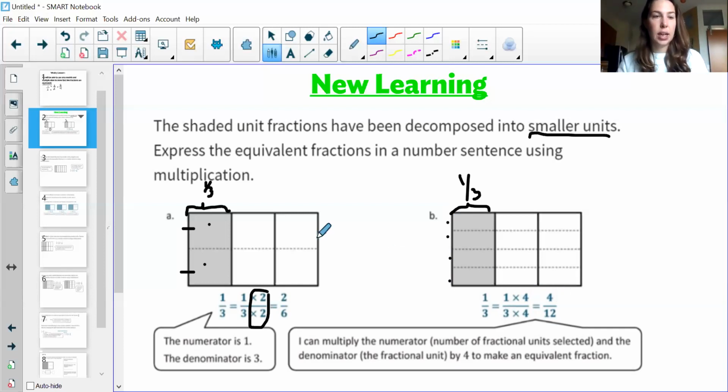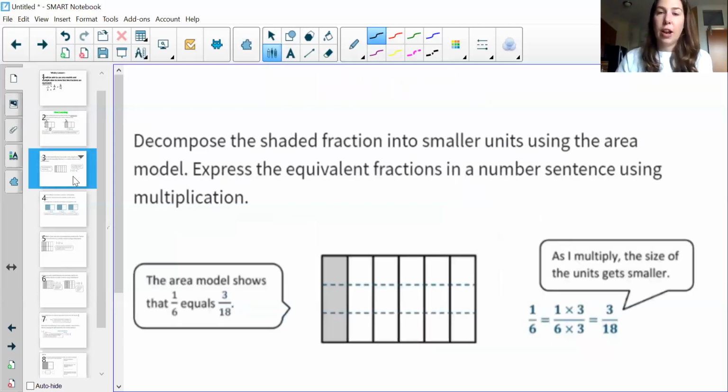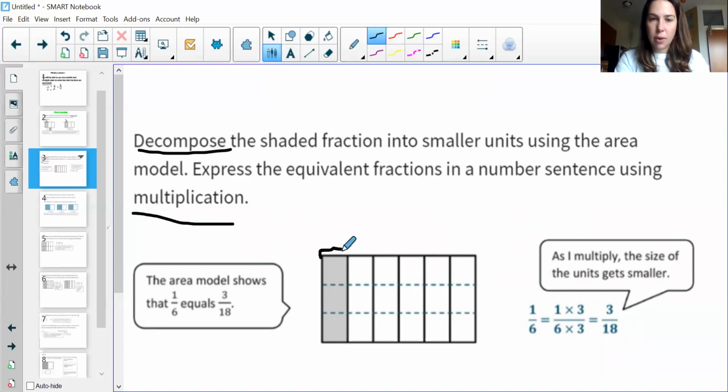Okay, let's look at the next one. It says decompose the shaded fraction into smaller units using the area model. Express the equivalent fraction in a number sentence using multiplication. So we're decomposing and we're multiplying. So first thing you're going to do is look at, well, what fraction am I starting with? So ignore the dotted lines and count the fraction that you're starting with. So count the number of pieces. 1, 2, 3, 4, 5, 6. So this is 1/6.